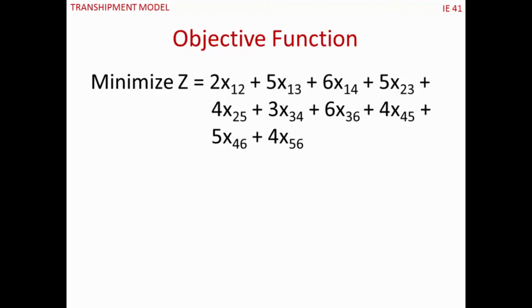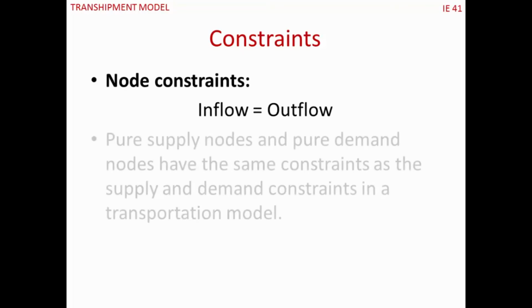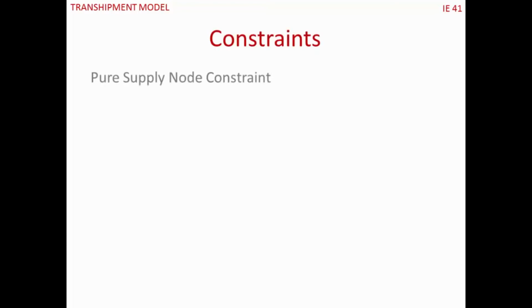We now subject the objective function to constraints. In general, node constraints have the form inflow is equal to outflow, in the sense that all units going into the node will be all the units coming out of the node. Pure supply nodes and pure demand nodes have the same constraints as the supply and demand constraints, respectively, in a transportation model. Pure supply node constraint, node 1.